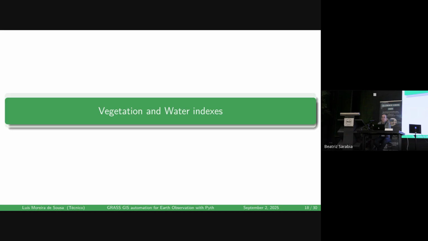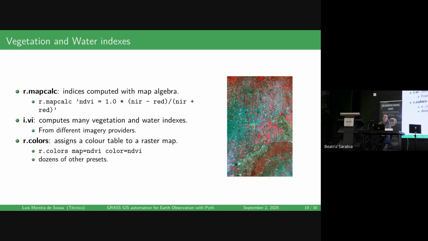And one of the oldest products that people did with Earth observation data were the vegetation and then later the water indexes. Okay, in most cases, these are relatively easy to compute. So they are simple algebraic functions like NDVI. And for that, you can simply use our map calc. Okay, so you're doing a simple raster calculation.